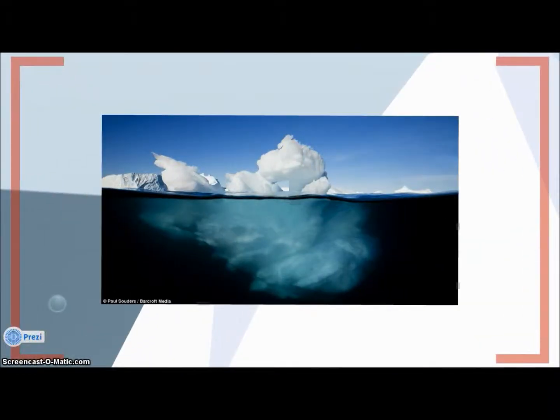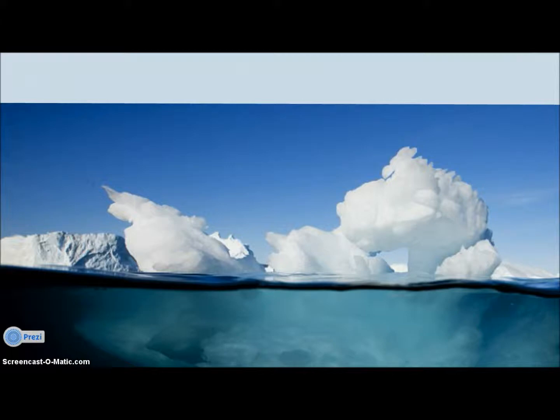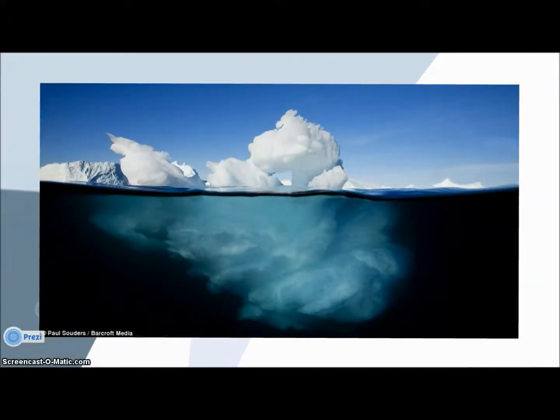At first glance, an iceberg appears to be a large body of ice that is floating at the surface of the water. However, approximately 90% of an iceberg is actually underwater. This means that the ice that is seen above the surface is just a fraction of the entire iceberg. Similarly, there is more to poverty than what meets the eye.